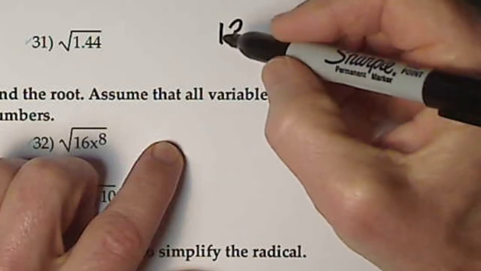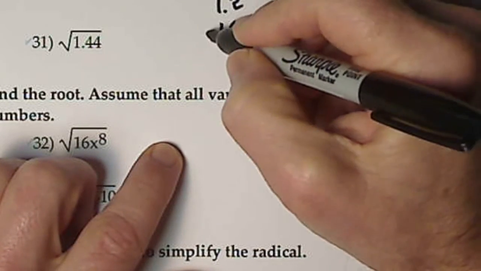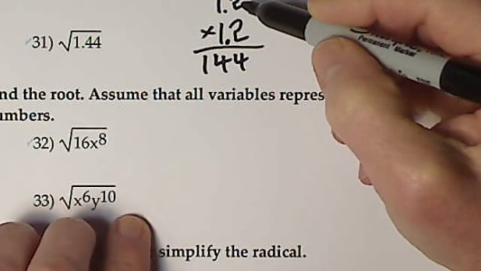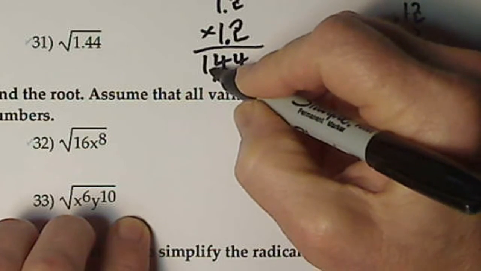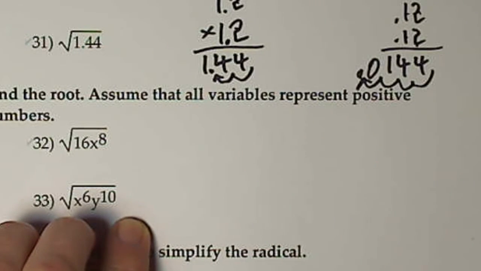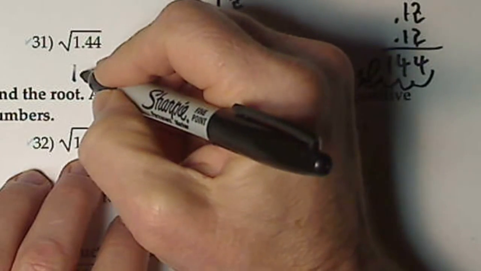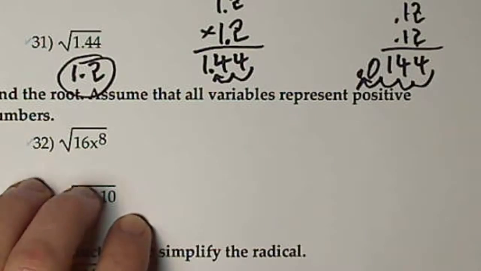But if you had 1.2 times 1.2, you'll get your 144, and then you'll only have 2 digits behind the decimal. So you will get the 1.44, okay? So the square root of this is 1.2. So that would be your answer.